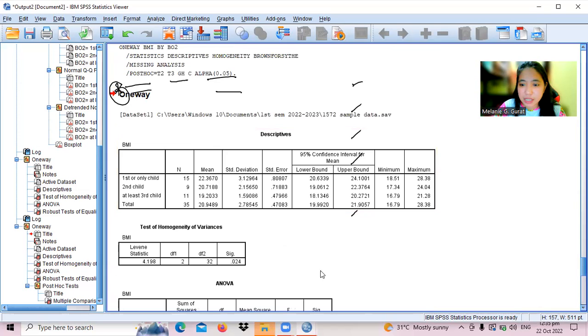So this means that the first child is significantly higher compared with at least the third child. But the first child and second child have about the same BMI, so the difference is not significant. So this ends the lecture video. So thank you for listening.